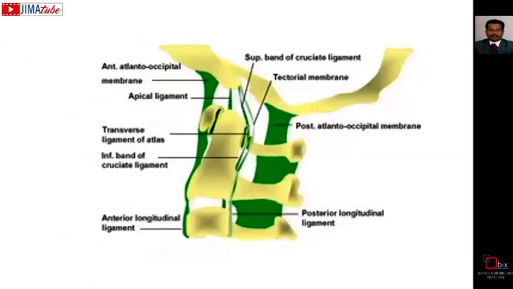This picture clearly shows the anterior atlanto-occipital membrane, the posterior atlanto-occipital membrane. This is the tectorial membrane, transverse ligament of atlas, anterior longitudinal ligament, and posterior longitudinal ligament. These things are important for the approach of craniovertebral anomaly.